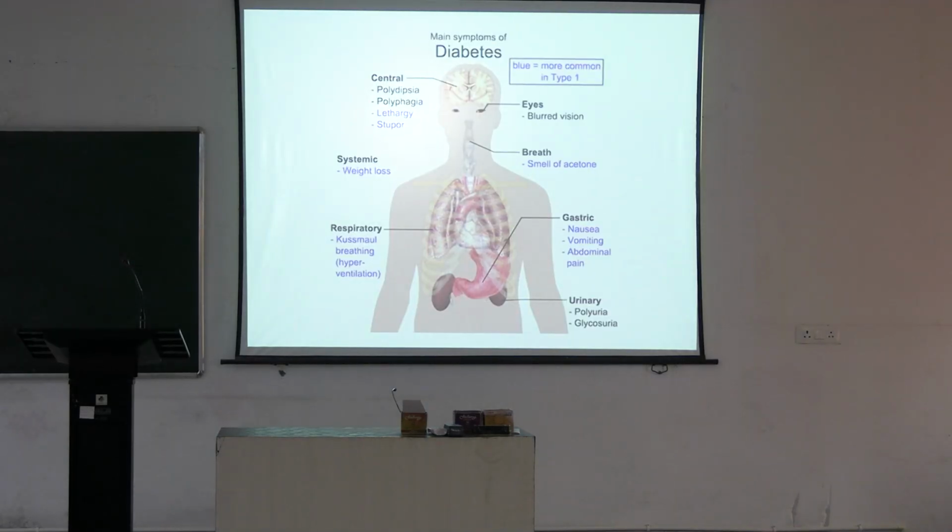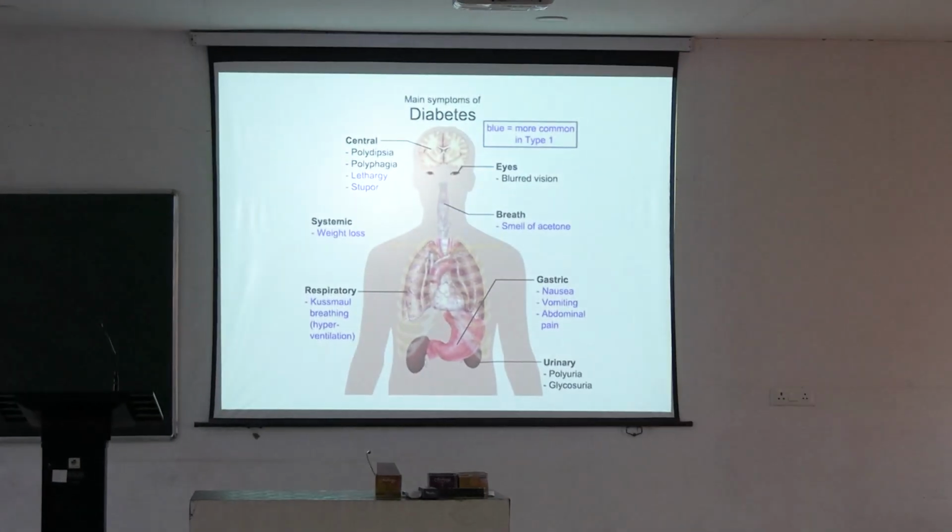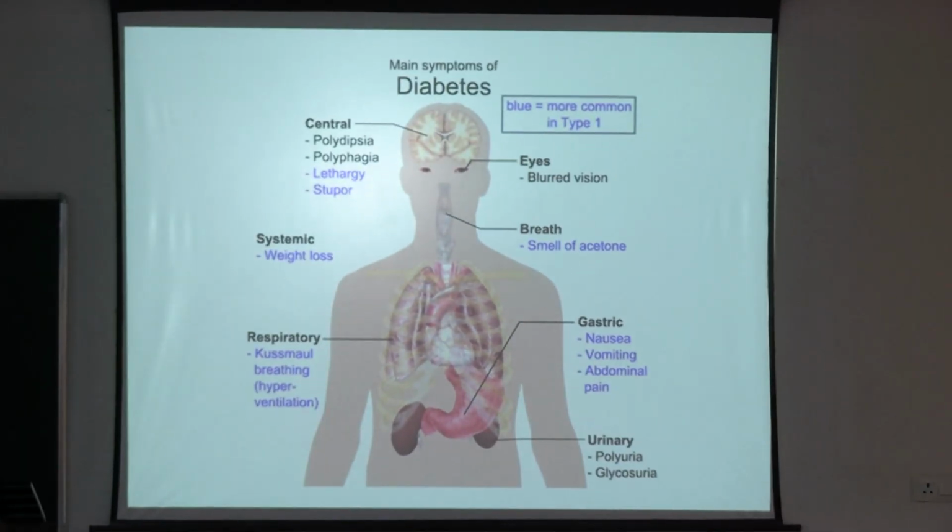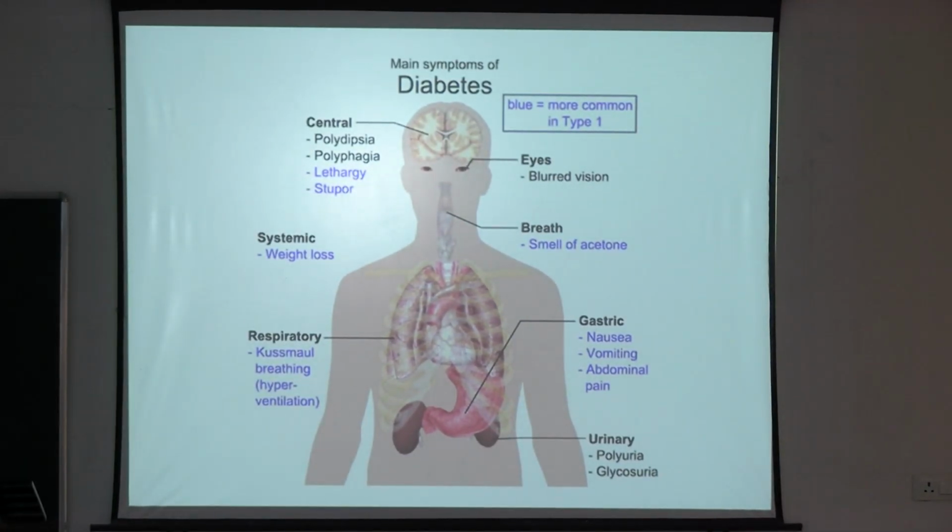So if you look at this picture related to the body, you have polydipsia, polyphagia, that is increased thirst, increased appetite, lethargy, stupor, then you have weight loss, you have respiratory problems like Kussmaul's breathing, hyperventilation, which occurs usually in, hyperventilation occurs usually in what? Diabetic ketoacidosis.